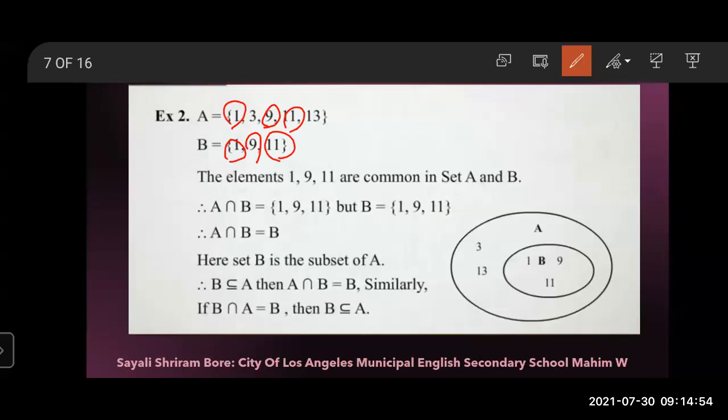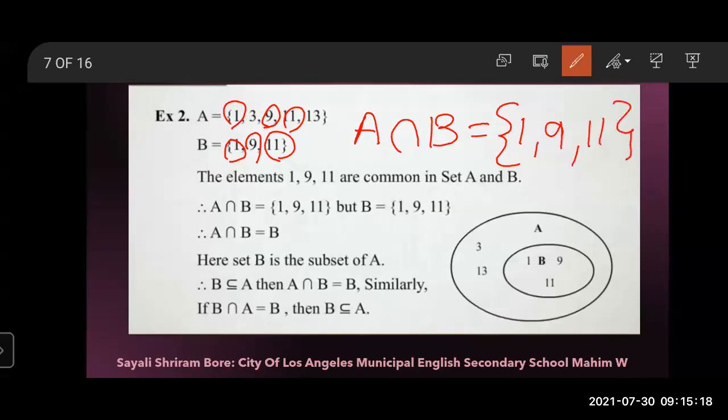So, if I want to write down A intersection B, what do I get? Intersection means common. Just keep the word in mind: intersection is equal to common. So which are the common elements? 1, 9, 11. This is A intersection B.